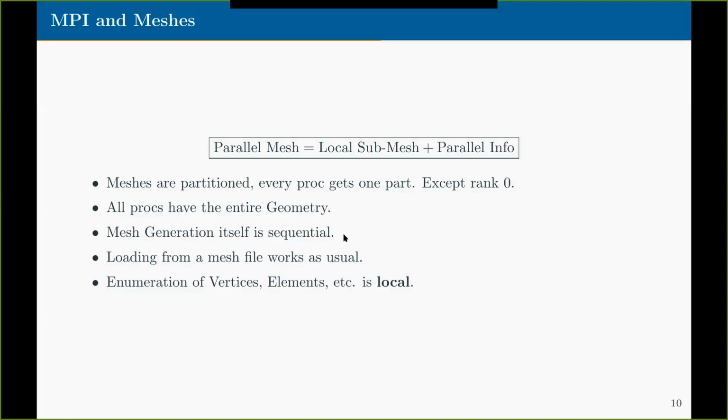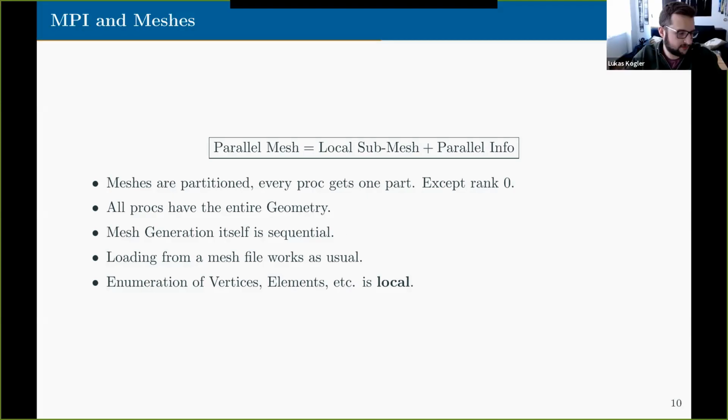So excuse me, Lukas. Yes? So how do you make the numbering to be consistent on the interface? In the beginning, you have the mesh on rank 0, and then you chop it apart and send it out to the other processes. And while you chop it up, you have to take care that the enumeration stays consistent. Okay, thank you.